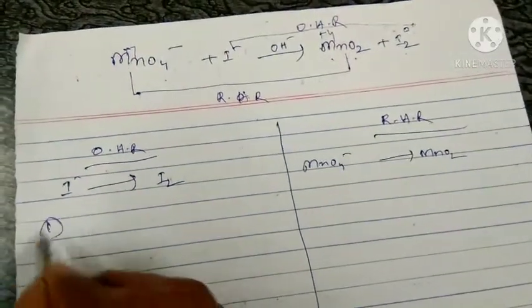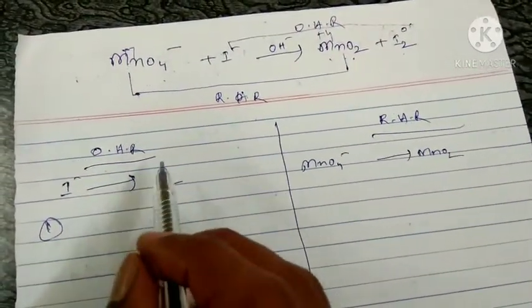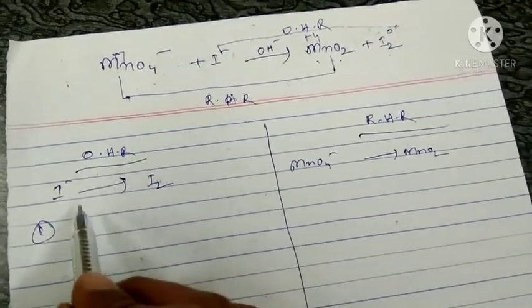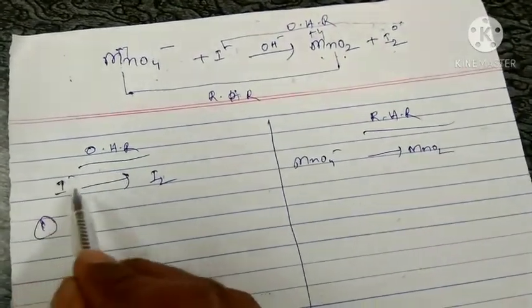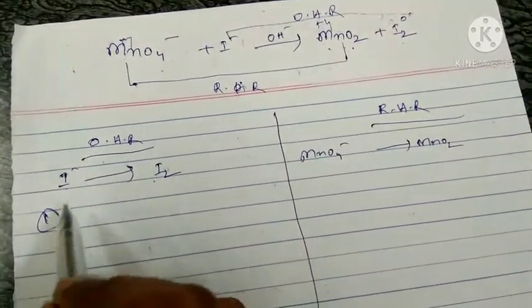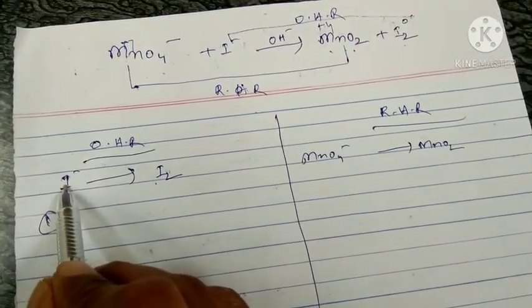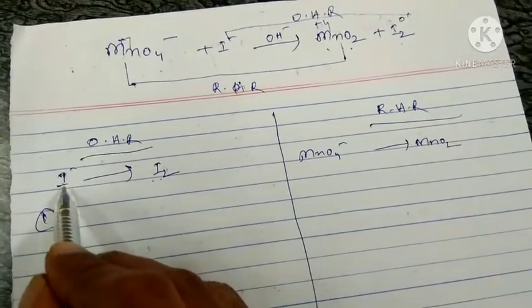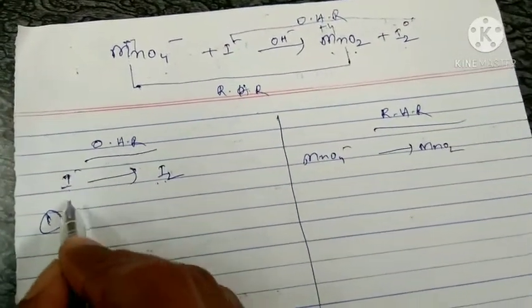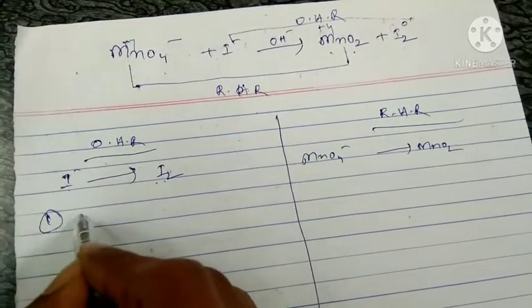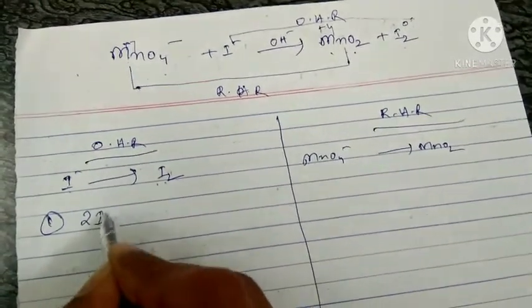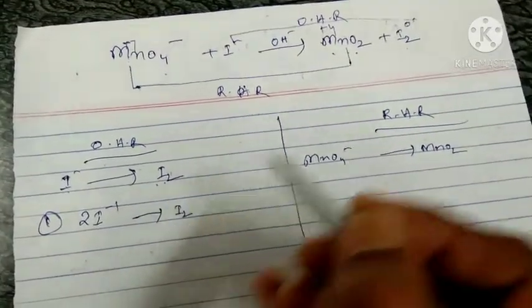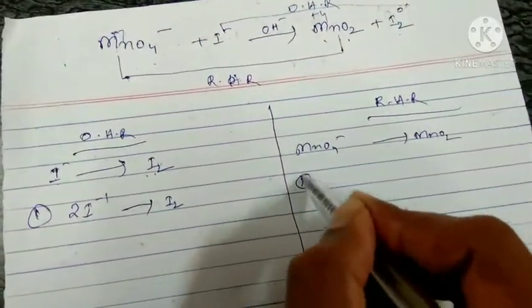What is the first step? We have to balance atoms other than oxygen and hydrogen. Here, oxygen and hydrogen are not there in the oxidation half. On the left side one iodine atom is present, on the right side two iodine atoms are present. Those atoms should be balanced, so we have to put 2 in front. That means 2I minus gives rise to I2. That's all.